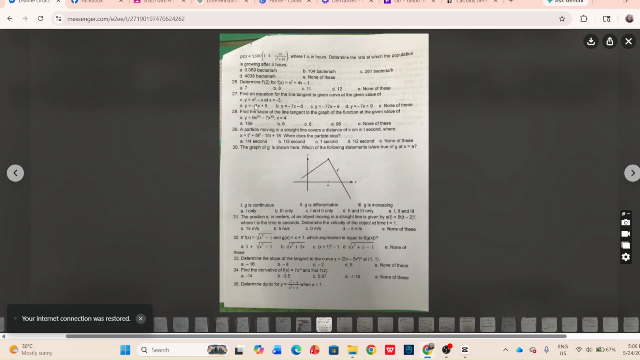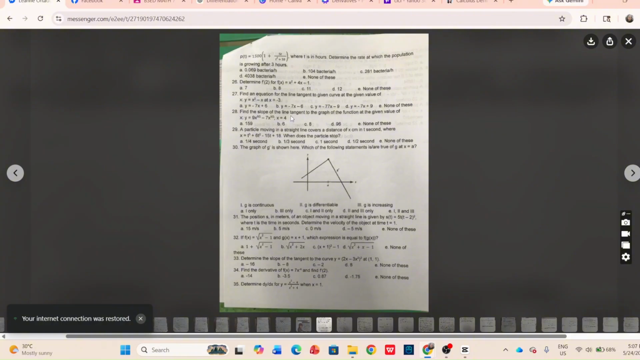Number 27. Find an equation for the line tangent to the given curve at the given value of x such that y equals x squared minus x at x equals negative 3. So step 1, we will find the point x, y, and the point is negative 3 and 12, and then find the slope m, which is y prime, which is negative 7. And then step 3, the equation of the tangent line, which is y minus y1 equals m times the quantity of x minus x sub 1.